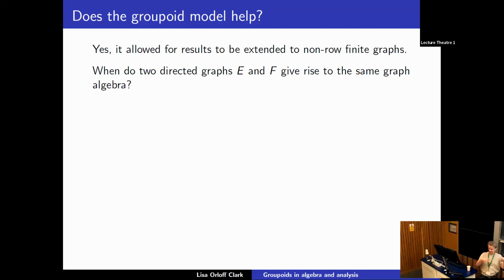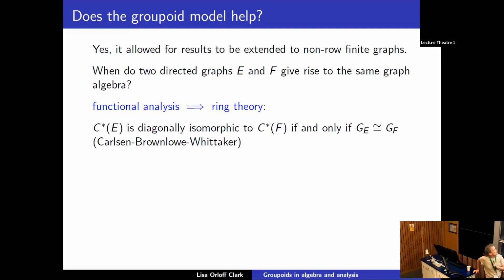I want to talk about the insight between functional analysis and ring theory. So there's a question: when do two directed graphs E and F give rise to the same graph algebra? This is where I think the groupoid model is fundamental to what is happening. So back to our functional analysis implies ring theory. A paper that I also really love by Toke Carlsen, Nathan Brownlowe, and Michael Whittaker talks about when two graph C-star algebras are diagonally isomorphic. It's a special kind of isomorphism that preserves the vertex projections. That happens if and only if the groupoids are the same.